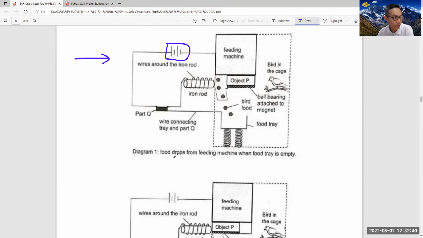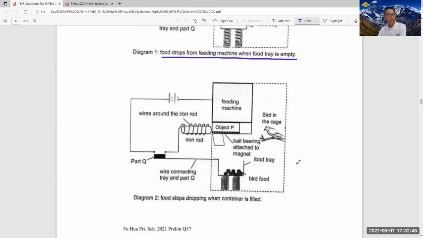Okay, so you can see diagram 1. Food drops from the feeding machine when the food tray is empty. Next, when the food tray has food, food stops dropping when the container is filled.